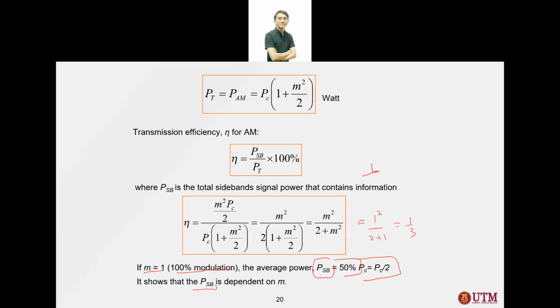So the sideband power PSB is dependent on the value of M. Remember, this one is power efficiency, and power efficiency is derived from PSB. Simply saying, they are dependent on each other with all the equations that you have. This one is in the appendix, if I'm not mistaken, but even if it's not in the appendix, you can relate.